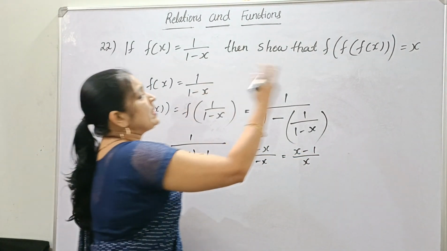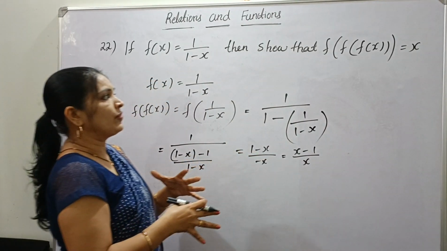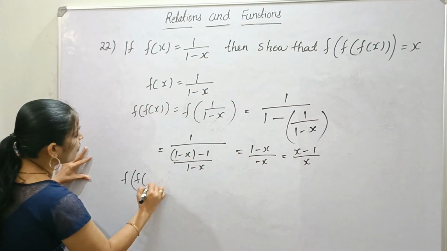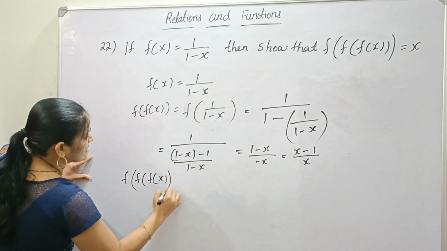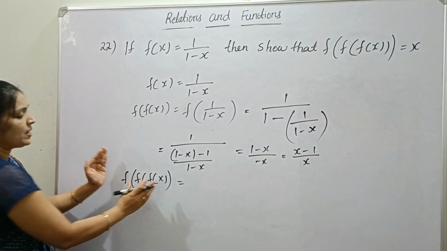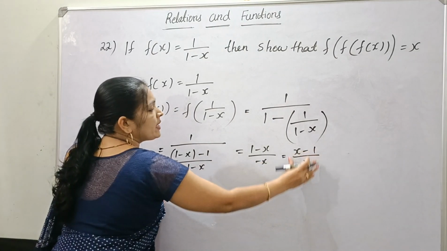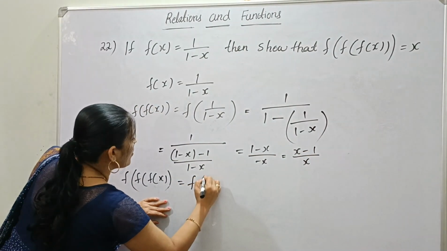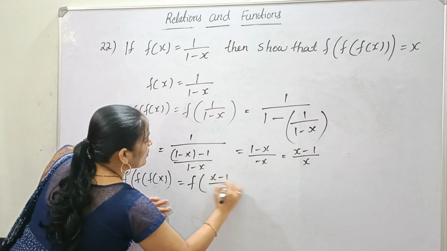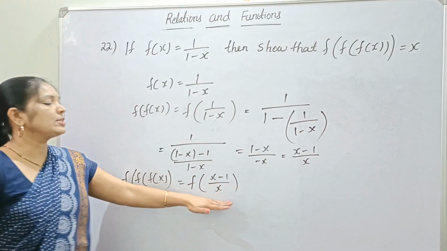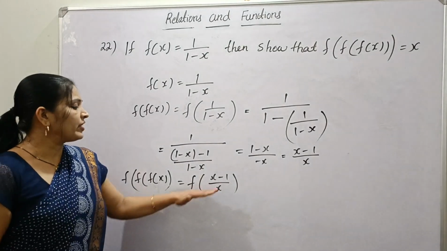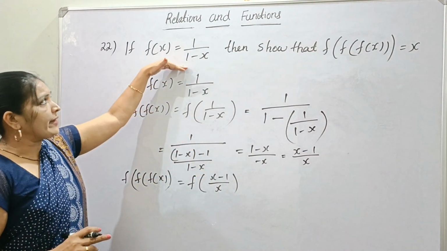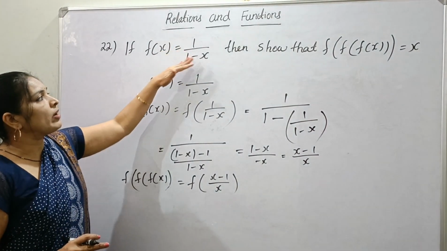Okay. Next, from the third function we have to find, right? So that is f of f of f of x. That is equal to, see, it is nothing but f of x minus 1 by x. So f of x minus 1 divided by x, this one we have to find. Okay, we need to find f of x minus 1 by x. So what is f of x? This one, right? 1 by 1 minus x.